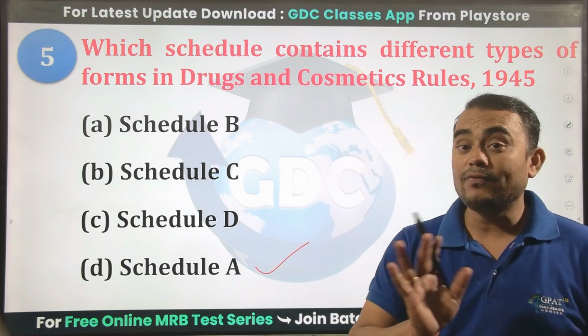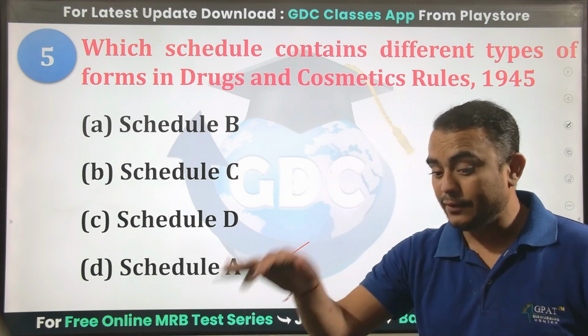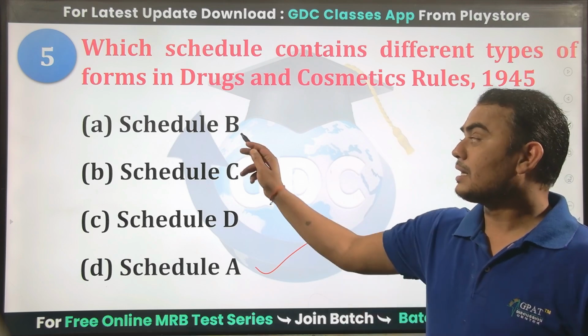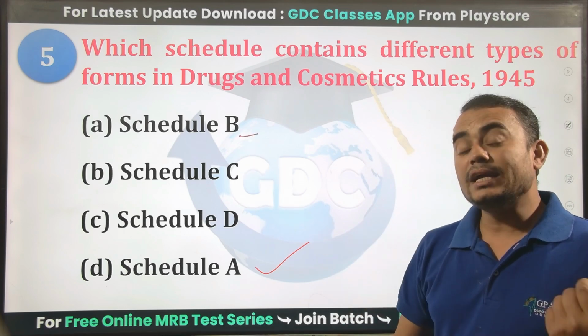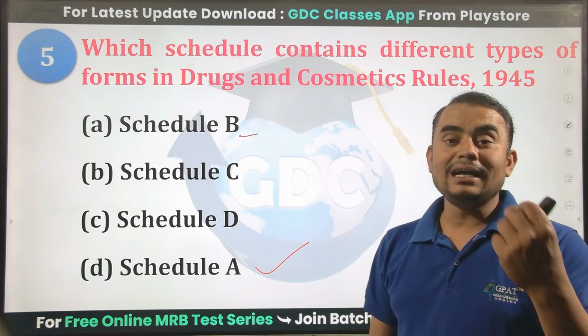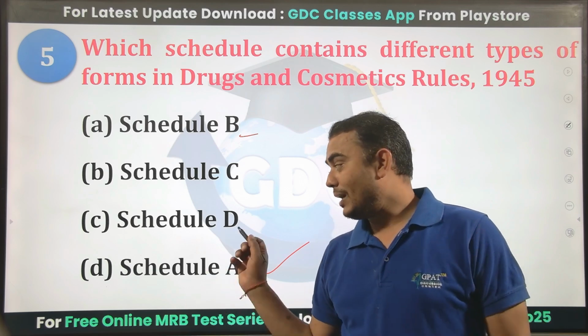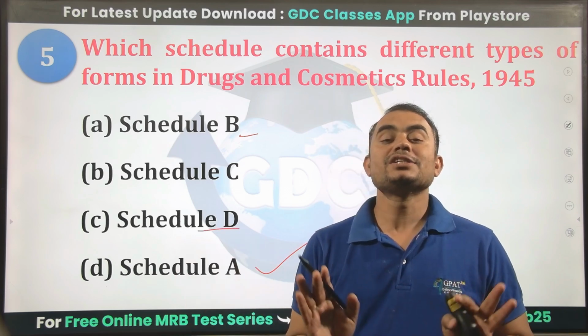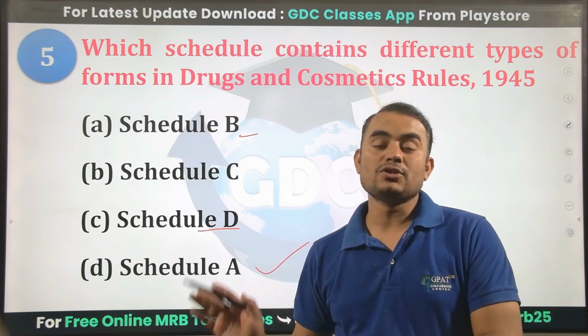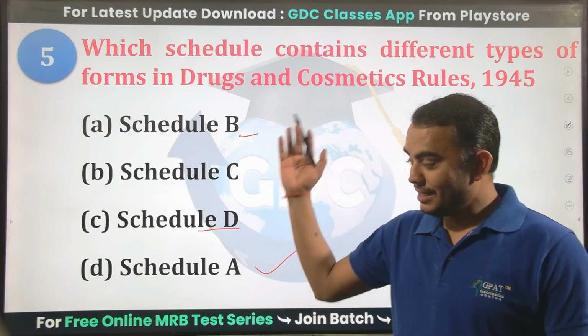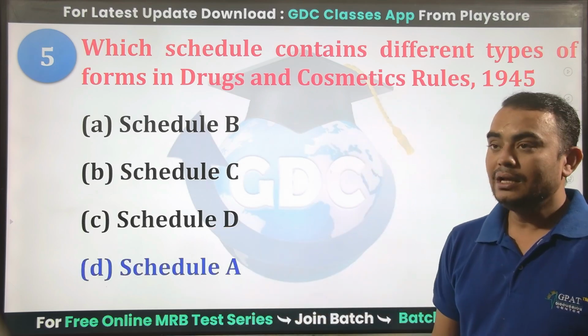While Schedule B has the fees, different diagnostic and different types of testing fees come under Schedule B. Schedule C is for all the biological products, while Schedule D is for the drugs which are exempted from the provisions of the import of drugs. But here the correct answer will be Schedule A.